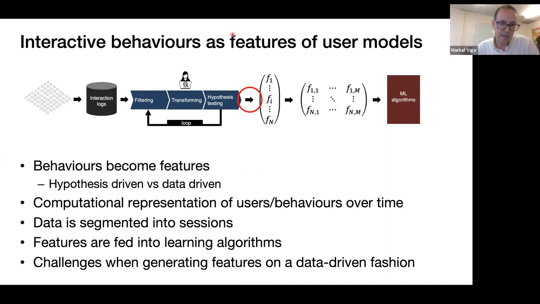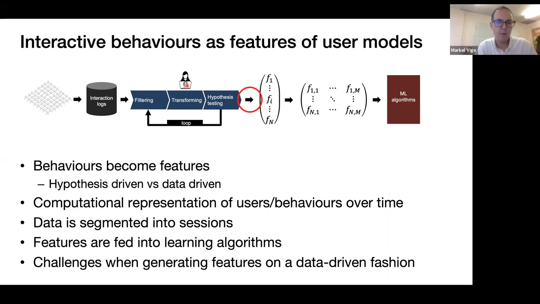So here's a pipeline, very similar to the ones before. We have lots of users using interactive systems that generate interaction logs, and we have the pipeline I mentioned before. So we have functionalities for filtering, transforming, hypothesis testing. You might use web query, but you may not, if you're a data scientist and you're happy with your Python scripts or R and so on, okay?